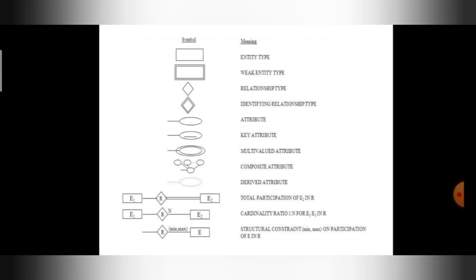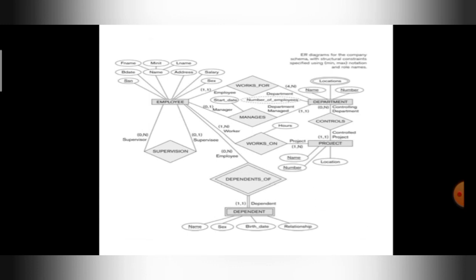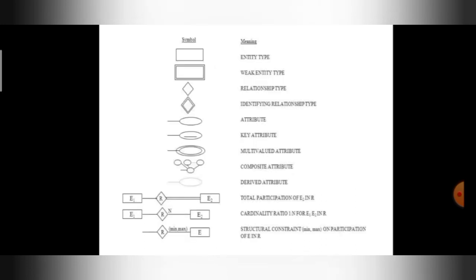Derived attribute. Age is an example of a derived attribute. I can use a dotted oval to represent the derived attribute. For example, age of an employee. Here I can use a dotted oval. A dotted oval can be used to represent the derived attribute.